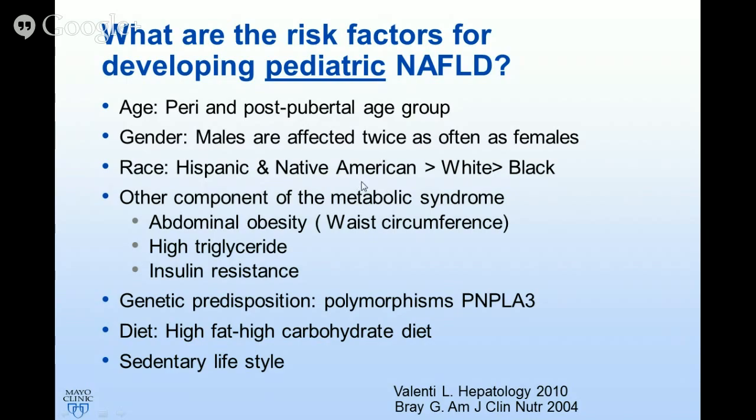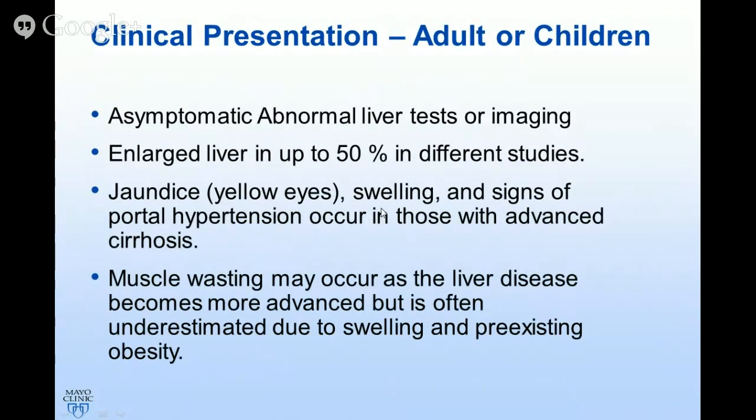Many of these risk factors also exist in the adult population, with a dominance of metabolic syndrome. So obesity, diabetes, high cholesterol, high blood pressure, those are all risk factors in the adult population as well.